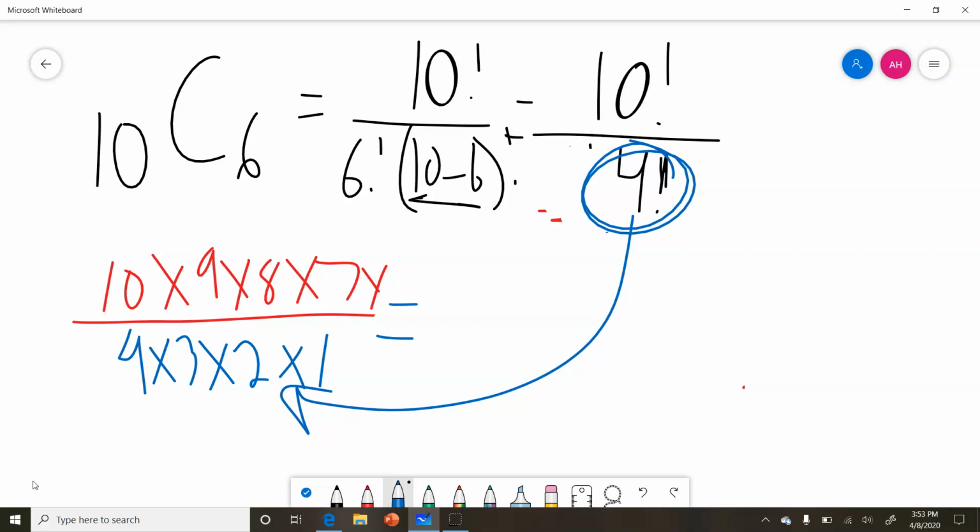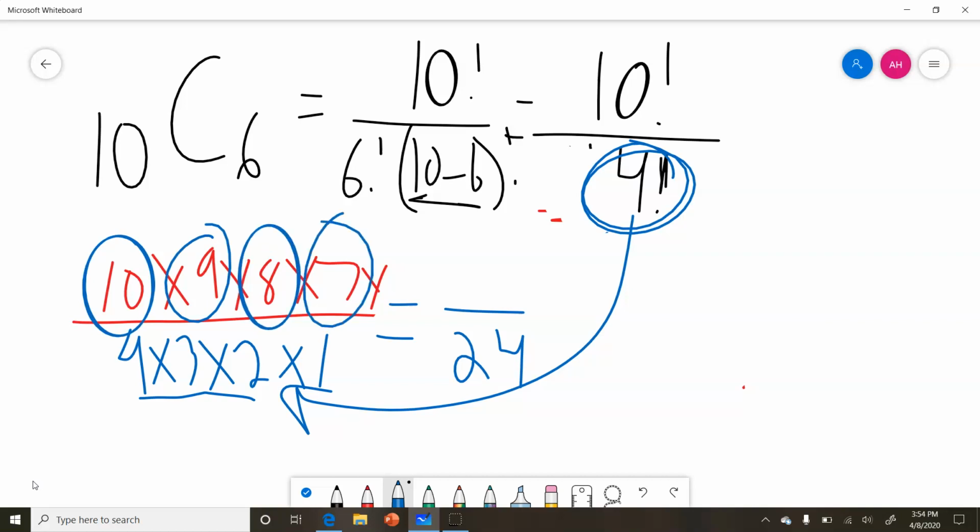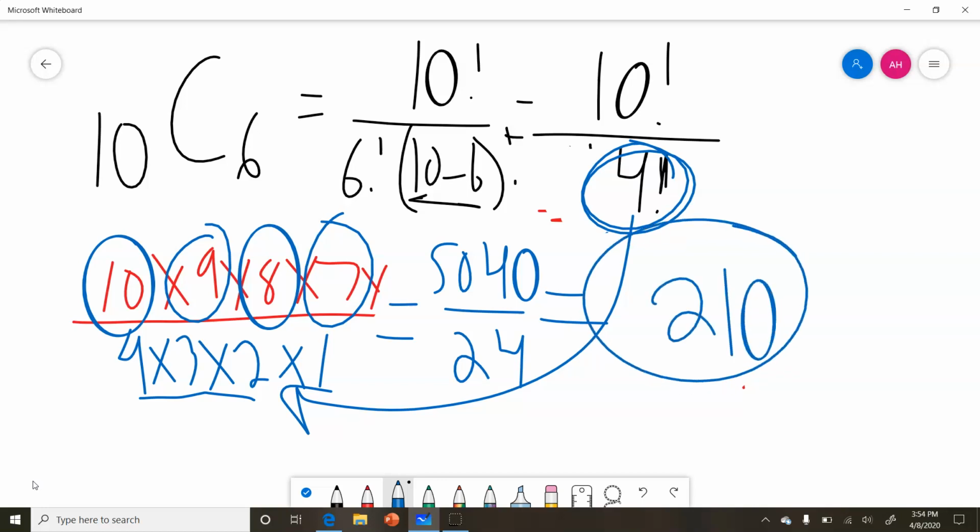So what's the bottom? 12 times 2 is 24. Now the top, I can't do it in my head because I don't know that big of numbers. So I do 10 times 9 times 8 times 7, and I get 5,040. And all of that, 5,040 divided by 24, is exactly 210.